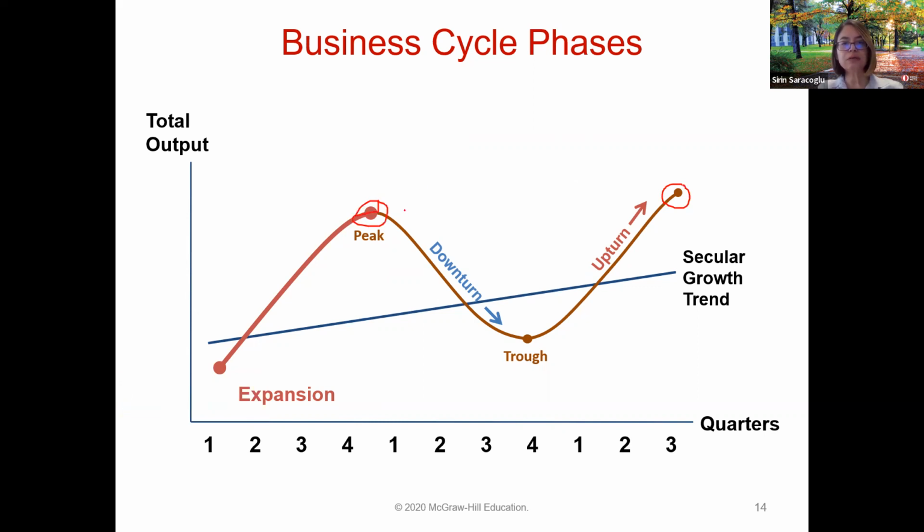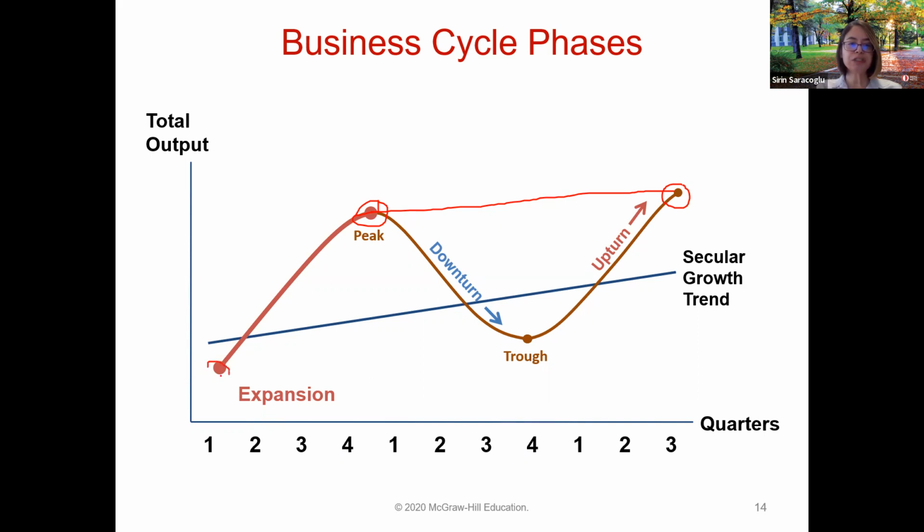As you see, with this, you can say that there is this long-term growth trend in the economy. As long as the consecutive peaks are higher than each other, one over the other, the economy will be in a growth trend in the long run, in a secular growth trend. So this is what we call a business cycle.